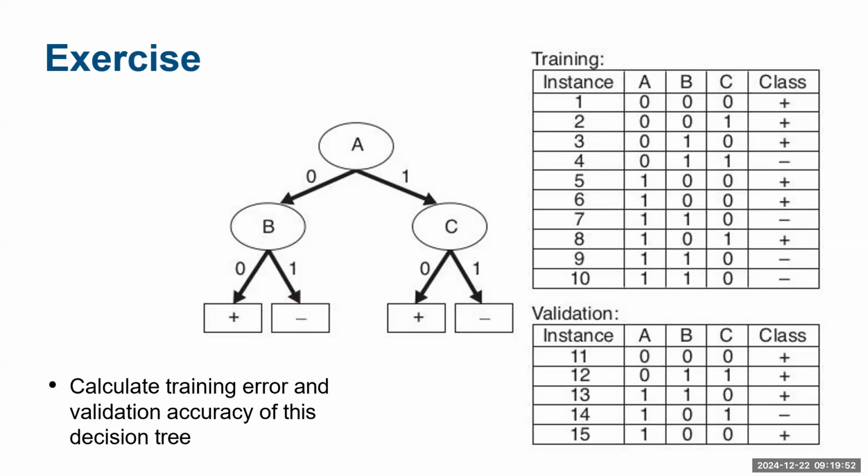So let's suppose I have this decision tree, right? I have the attributes A, B, and C. And at the end, I have my decision, right? If A is 0, B is 0, I answer plus. A 0, B 1, I answer minus. So the question is, what is the training error and the validation accuracy for this decision tree?